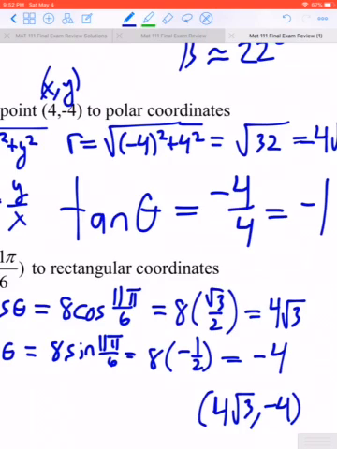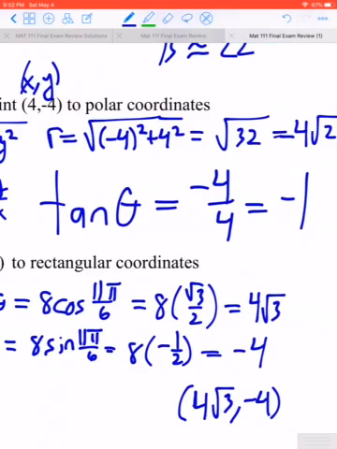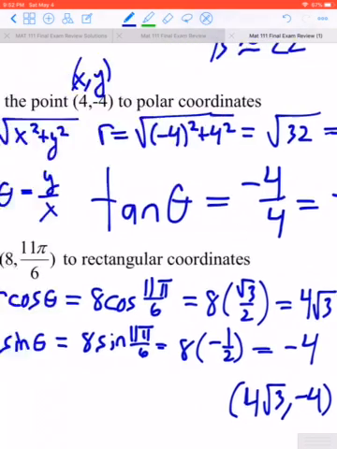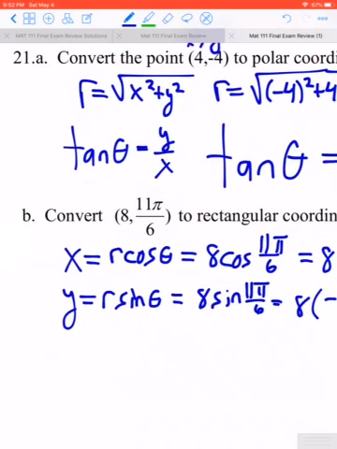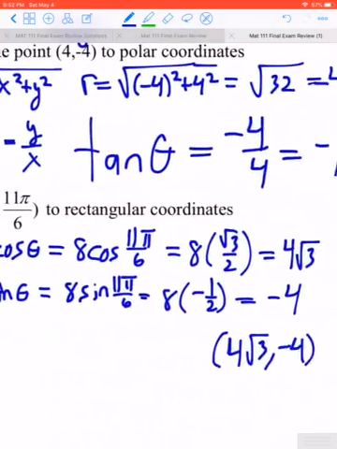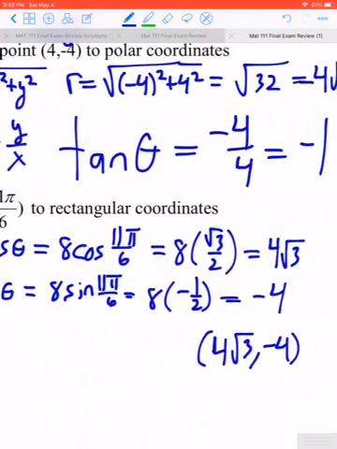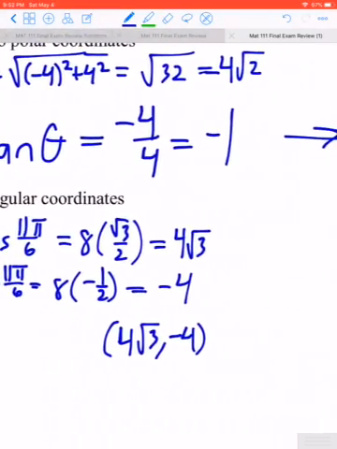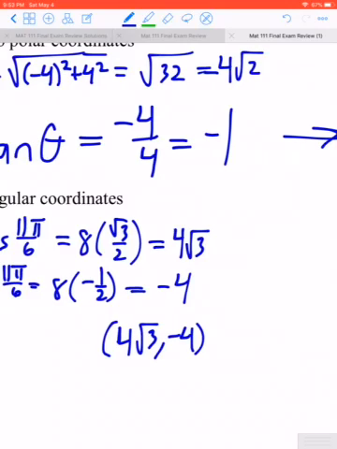We should find that r is equal to the square root of 32. This can be reduced. The perfect square 16 goes into 32, so you can break it down to 4 square roots of 2. In order to find the angle, remember the angle theta should satisfy the equation, the tangent of theta equals y over x. Therefore, the tangent of theta is going to be negative 4 over 4, which is equal to negative 1.